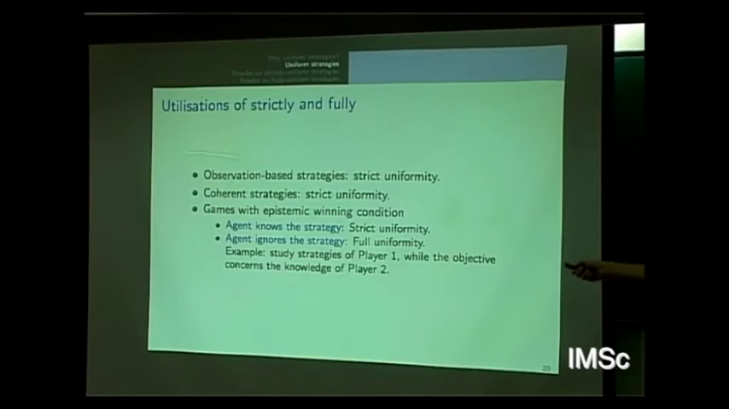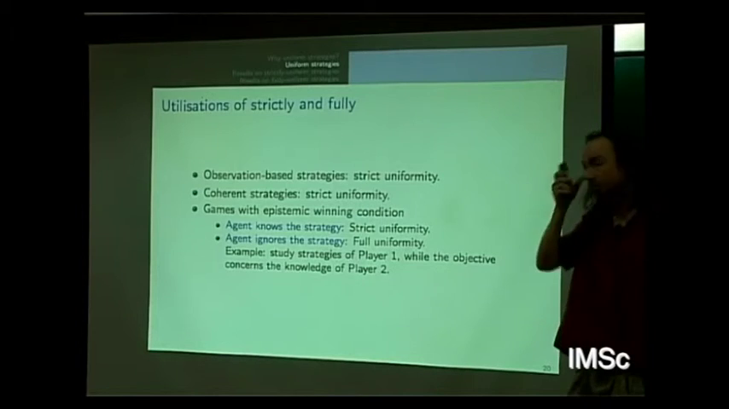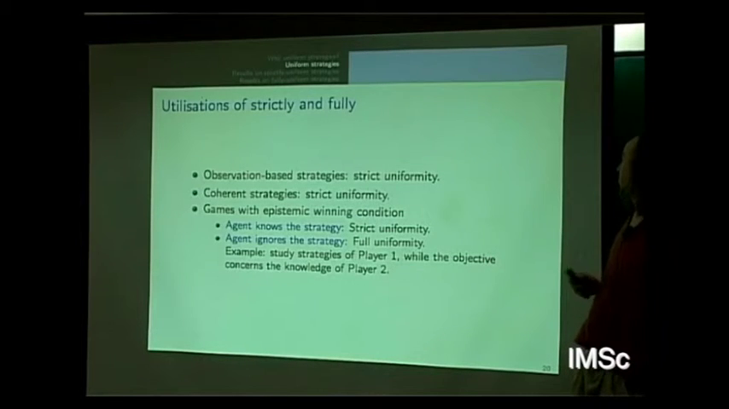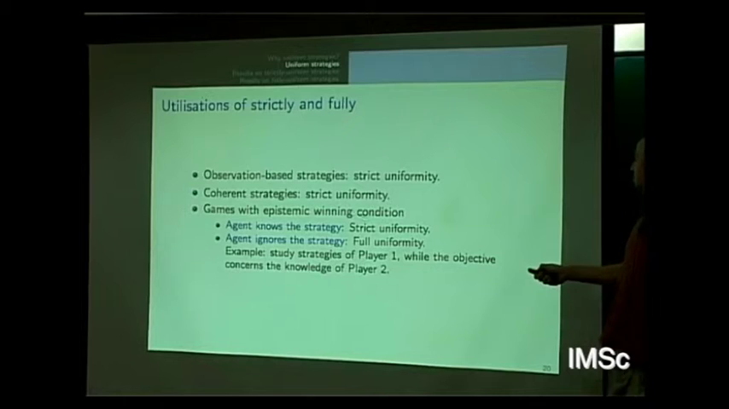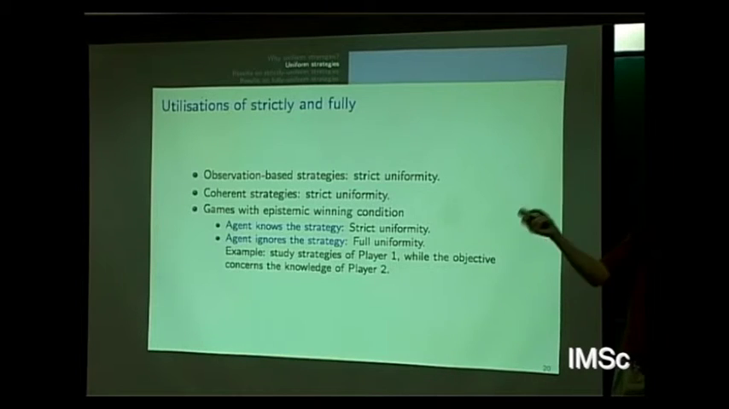So in order to capture, for example, observation-based strategies, you use the strict quantifier. For the coherent strategies of dependence logics, etc., you use the strict quantifier also. But in an epistemic winning condition, if the agent whose knowledge you consider knows the strategy, you want to use the strict quantifier. If he ignores the strategy, you want to use the full quantifier.